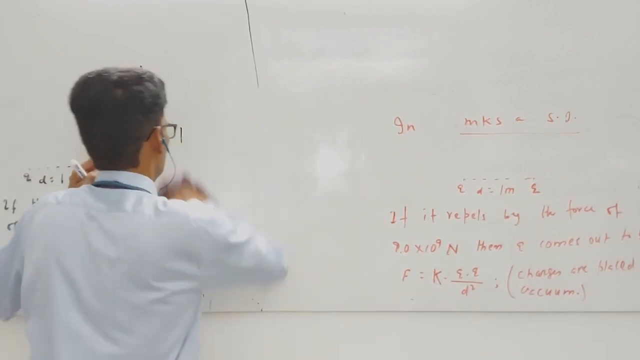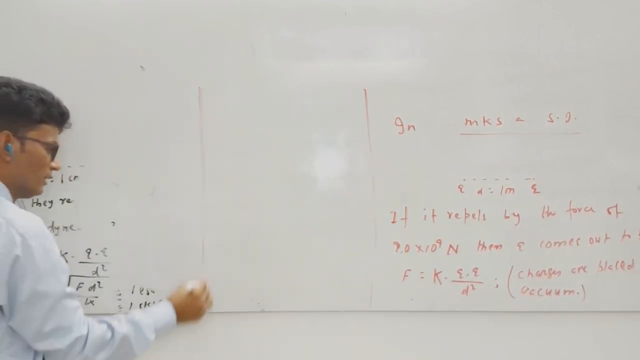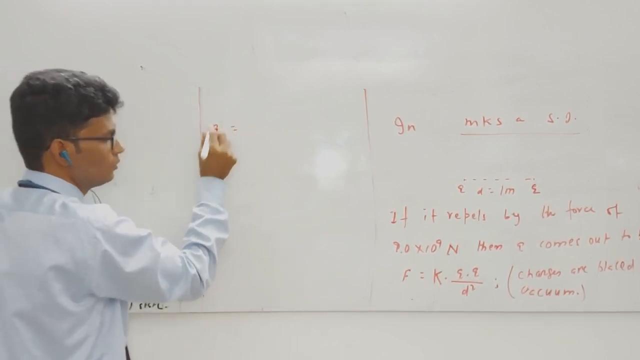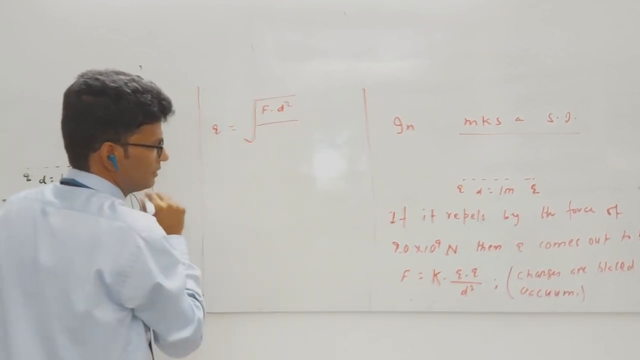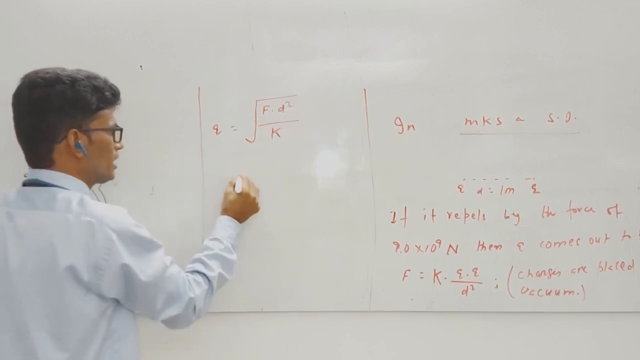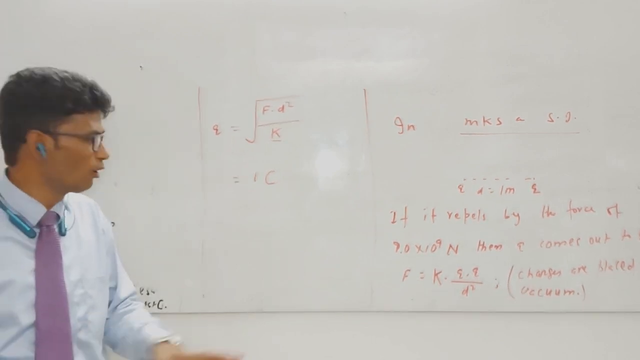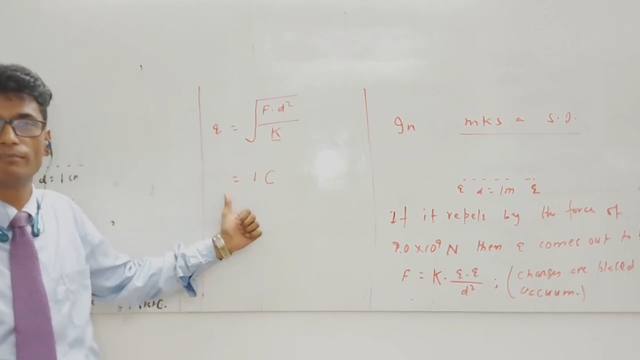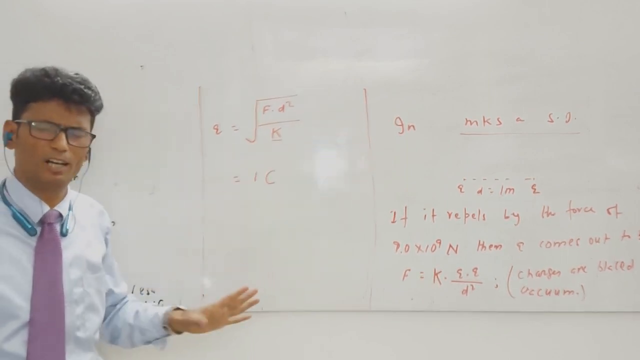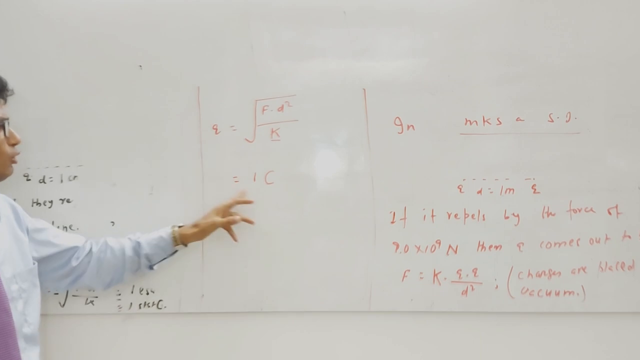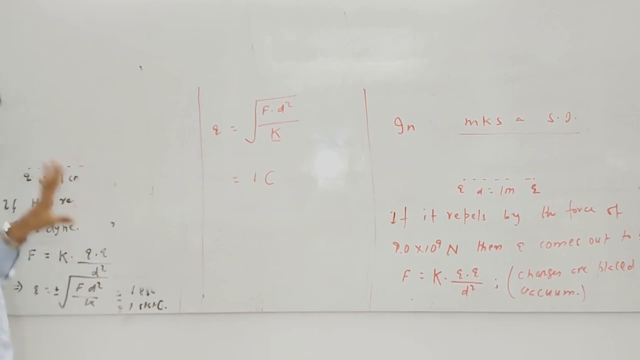Now, what is this? So this comes out to be, look here, Q is equal to the square root of F into d squared divided by K. Now this comes out to be one coulomb. So again we have to set the values of K. It is up to you. If you are not able to adjust the value of K to get one coulomb, then write in the comment box, surely. I will give you how it comes to one coulomb. That is very easy. Q is equal to 1 coulomb. So in this way, we have defined what is one coulomb and what is one electrostatic unit or one statcoulomb.